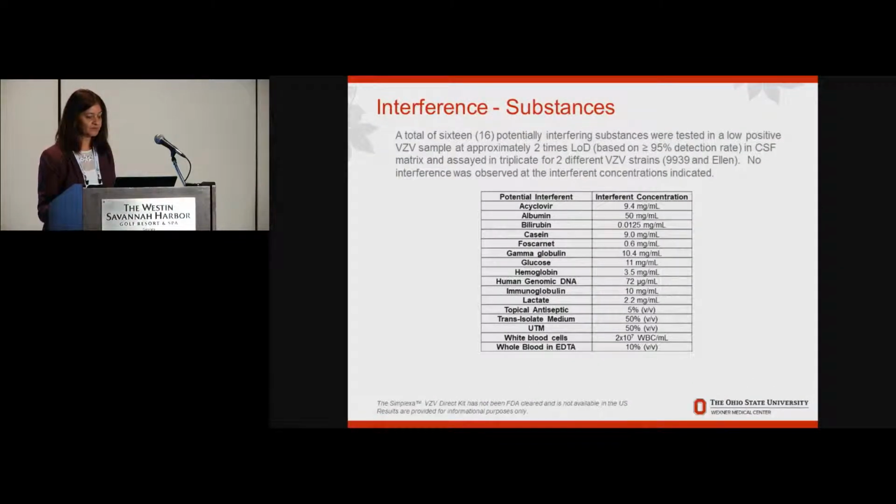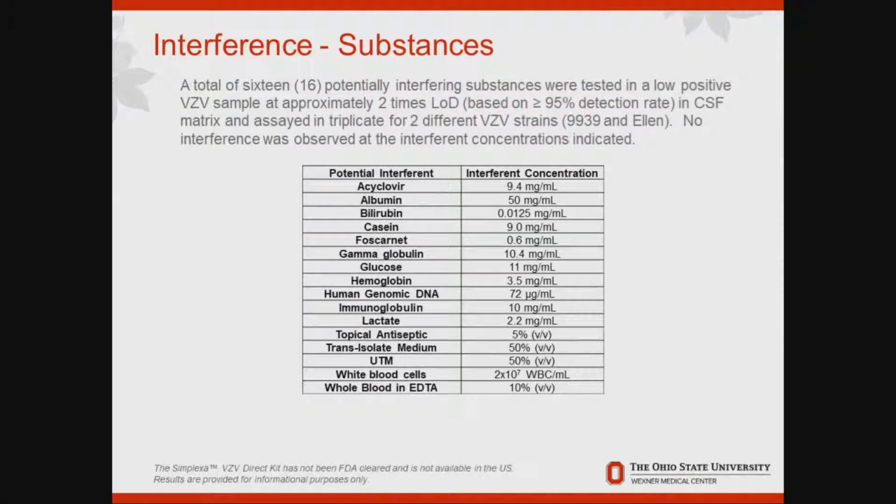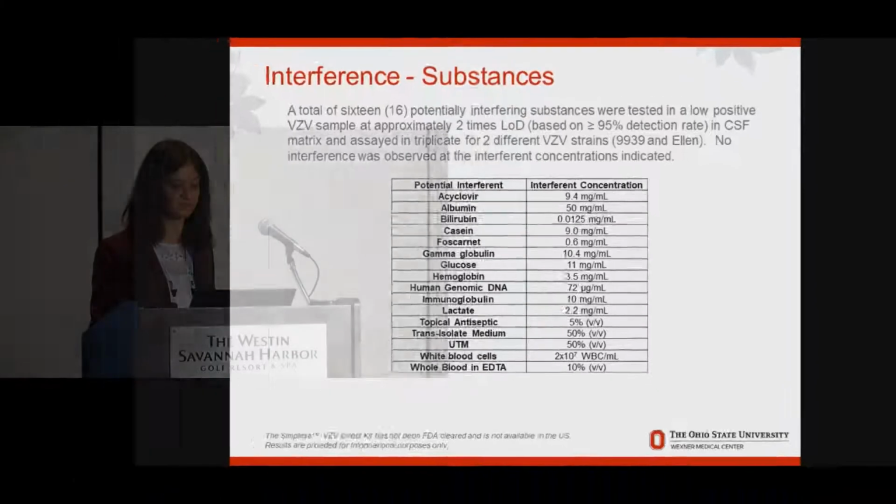So there was also testing with interfering substances because, as you know, with body fluids and so on, we need to make sure that there are not going to be any interfering substances. There are 16 interfering substances listed here. And again, these were spiked into your 2 times LOD concentration of VZV virus with 2 different strains, the 9939 and the LN strain, along with these interfering substances, and there was no interference detected with these assays.